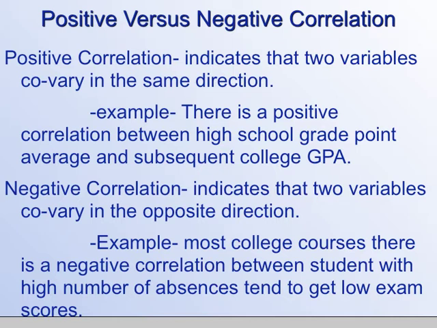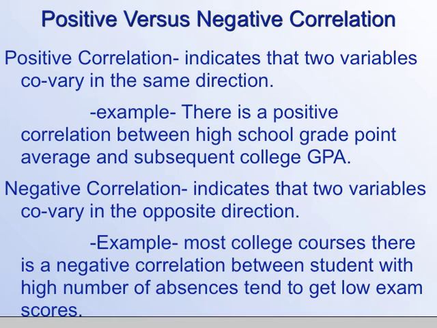They are positively correlated. A negative correlation indicates that 2 variables covary in the opposite direction. So, for instance, in most college courses, there's a negative correlation between students' number of absences and exam scores; students with more absences tend to get low exam scores. So the more student absences, the lower the score. So one's going up, more student absences, and one's going down. So both of these are going in 2 separate directions.